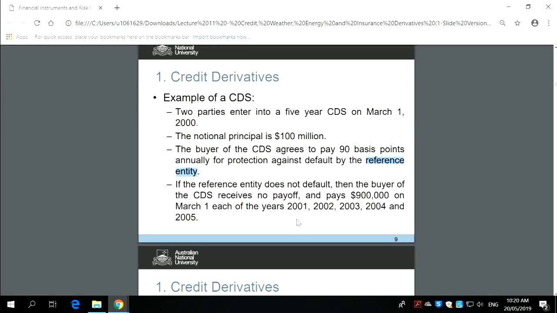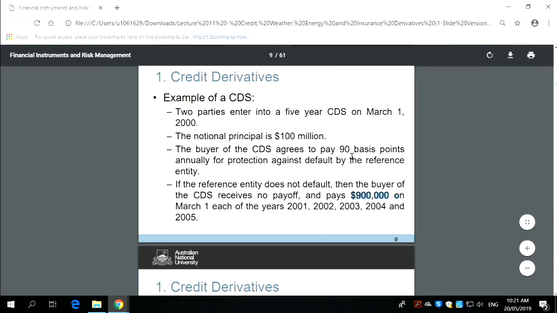Okay, so let's go back to this example here. There are a couple of things I would like to mention. As the buyer of the CDS, when we pay this 90 basis points to the seller of the CDS, we pay this $900,000 each year in arrears, which means there's a 1 year lag in terms of the payments. So how do I get this 900,000? That's 90 basis points times the notional principal, which is 100 million. So that's 900,000. That's how much I need to pay to the seller of the CDS. But that payment is made in arrears each year.